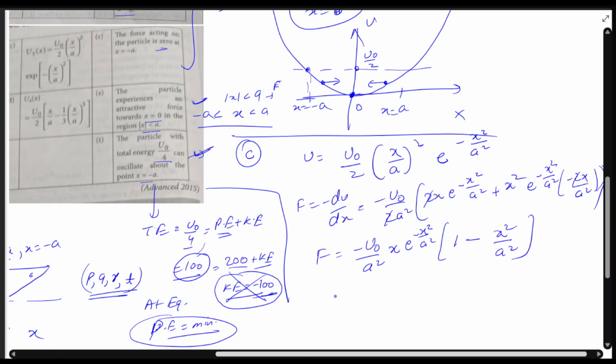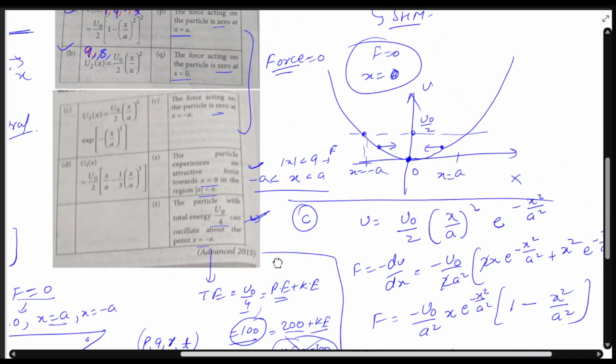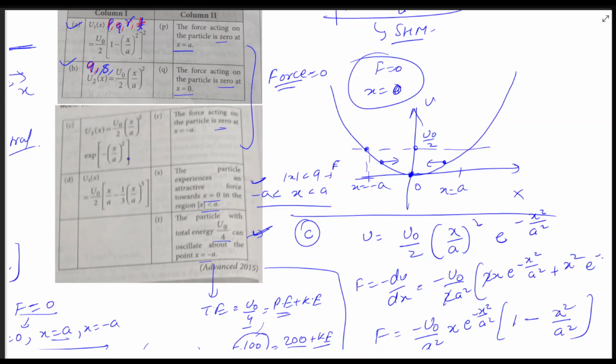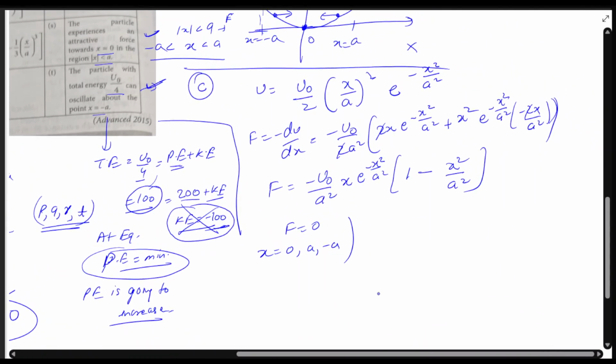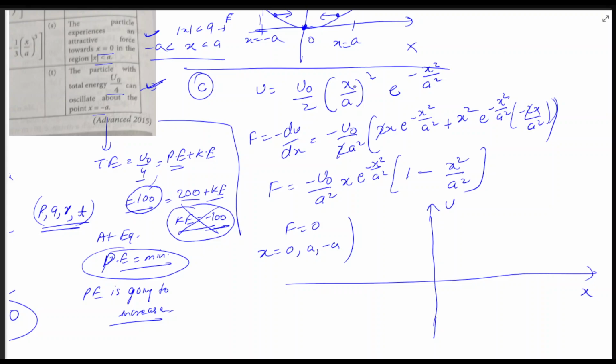So again, it is the same situation where F equal to 0 will be at x equal to 0, a and minus a. Okay, so P, Q, R will be the option for that. P, Q, and R. Let's check S. So we have to make the graph for all those three. So let's make the graph of U versus X. It's easy, right? U versus X. Okay. Now at X equals to 0, U will be 0. So we have this point. Now let's say this is X equal to A and this is X equals to minus A.